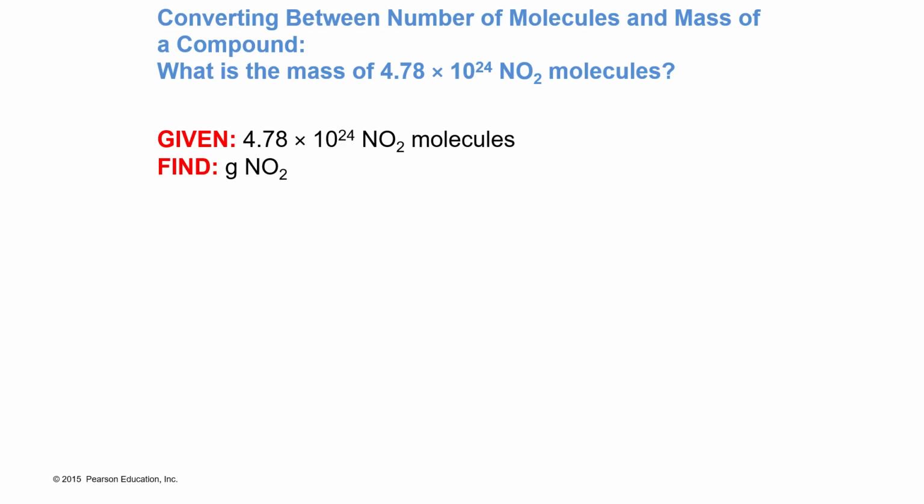So now we're going to take it even farther and go between molecules and mass. Remember, we have to have that intermediary step of moles. So we're going to go from 4.78 times 10 to the 24th molecules to moles, and then moles to grams. Go ahead and pause the video, work through this problem, and then we will unpause and go through the answer.